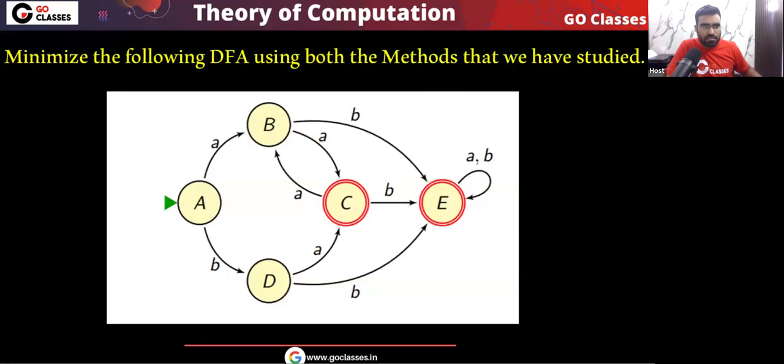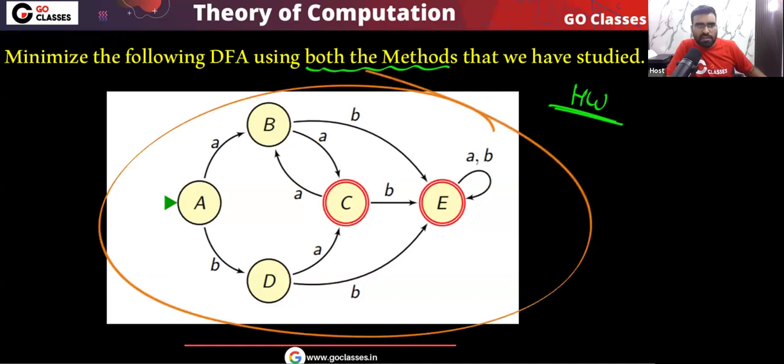So, take this question as homework. Okay, you must apply both the methods. Remember, don't be lazy. Apply both the methods and minimize this DFA. Okay, try to see that both the methods are giving you the same result.